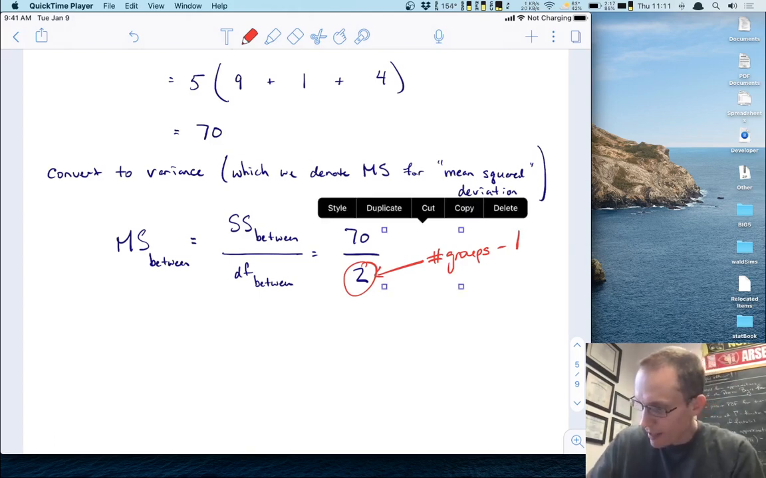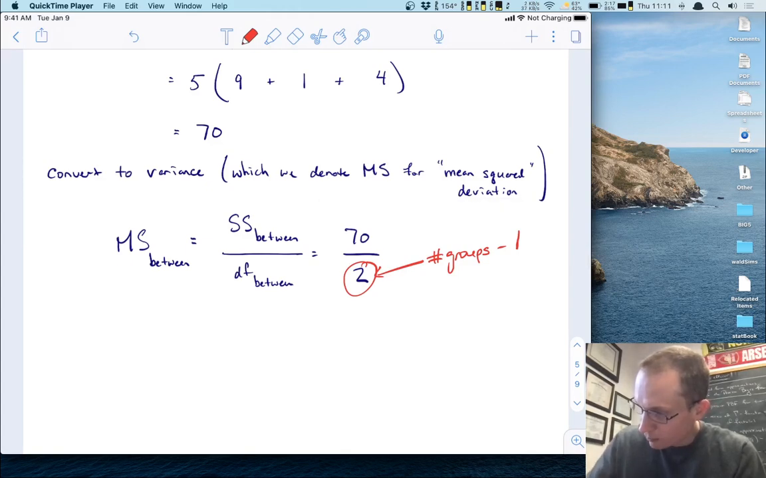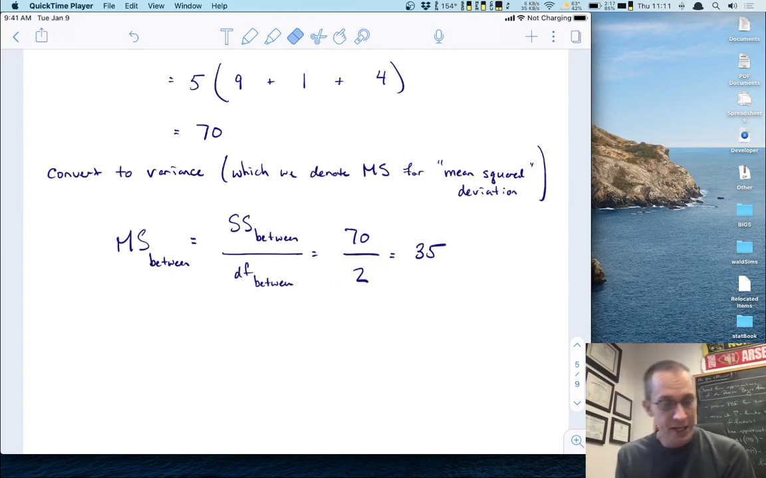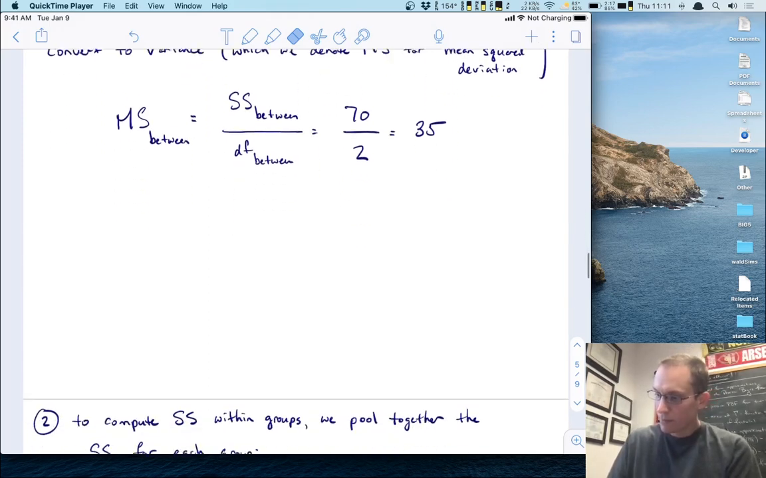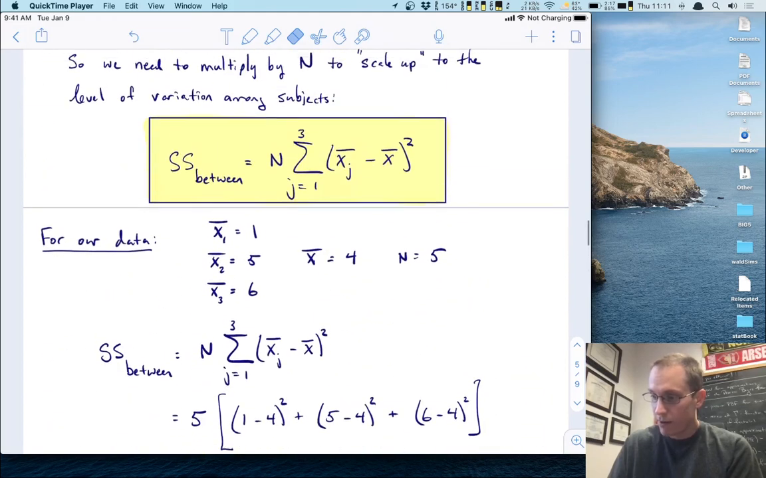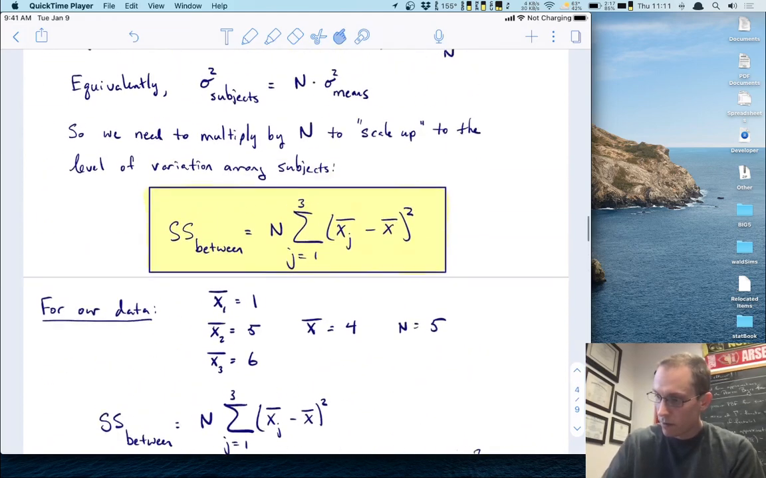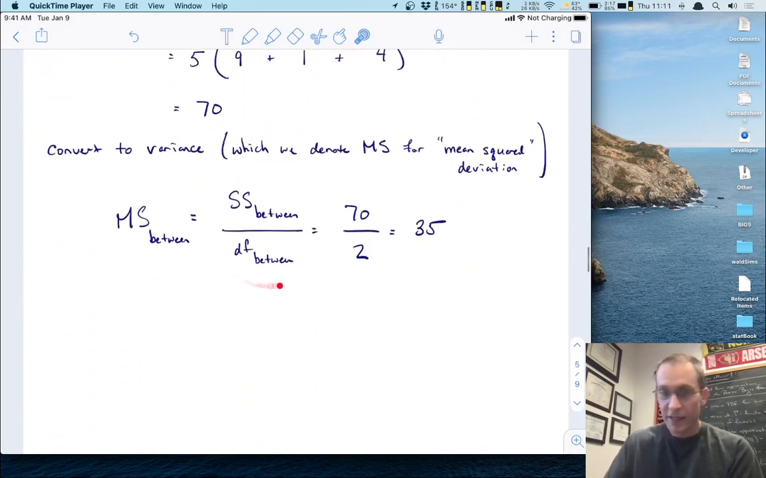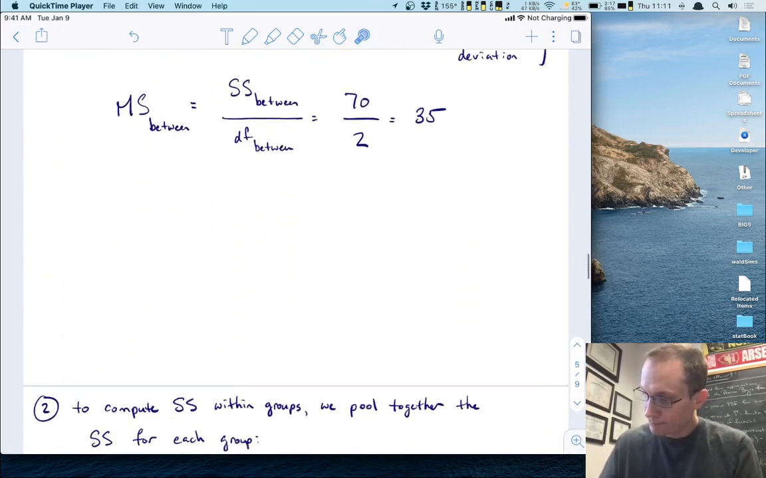I shouldn't have put that there. Let me erase that little part real quick. There we go. If we actually do that computation, the MS between turns out to be 35. So the between groups variance is 35. Okay? So that's all there is to computing between groups variance. It comes directly from this formula right here. And then we simply divide by the appropriate degrees of freedom, which is the number of groups minus 1.